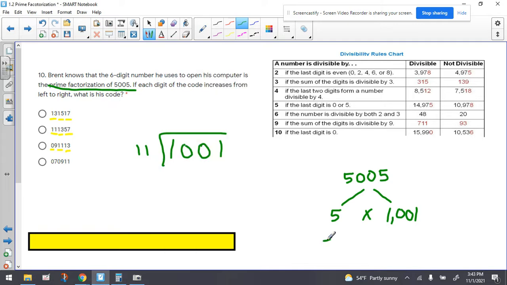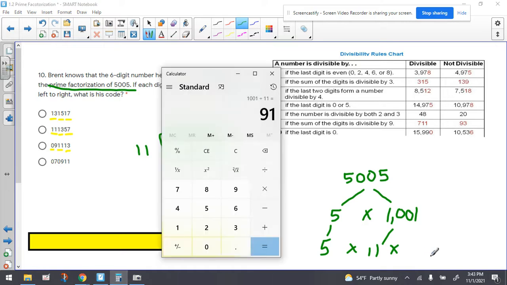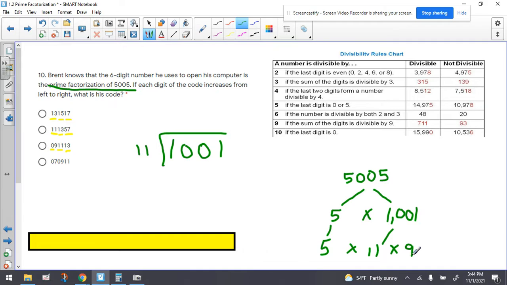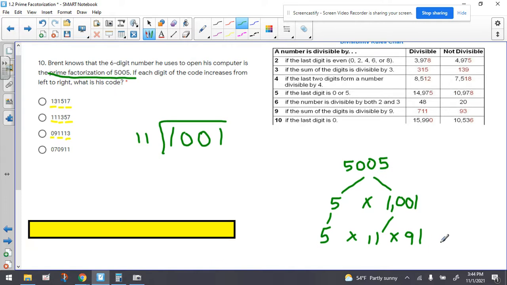So here's what we know so far. We know we have the 5, and we know that this number times 11 times, and let's look at the calculator again, it was 91. 11 times 91 equals this number. All right, now is 91 on the prime number list? Might something go into that?